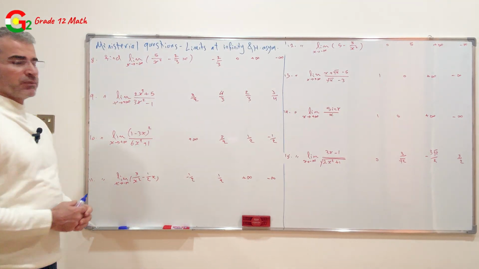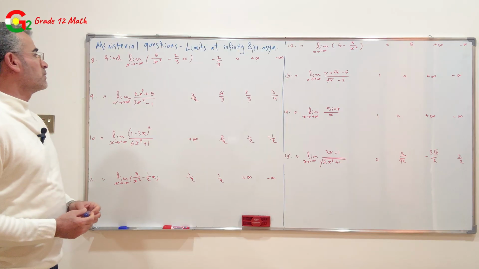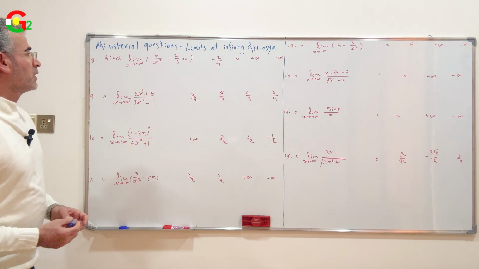Question number 8. Find the limit when x approaches negative infinity of 5 over x² minus 2 over 3x.